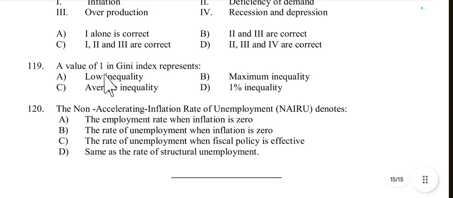Then 119, a value of 1 in the Gini index. The Gini coefficient varies from 0 to 1. 0 means perfect equality and 1 means perfect inequality. So low inequality, maximum inequality, yes. 1 means maximum inequality, 0 means there is no inequality. So a Gini index value of 1 is maximum inequality.